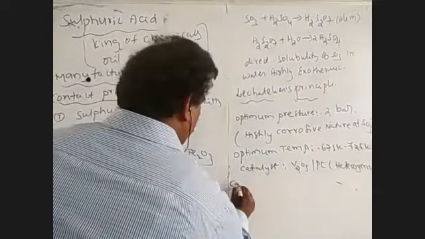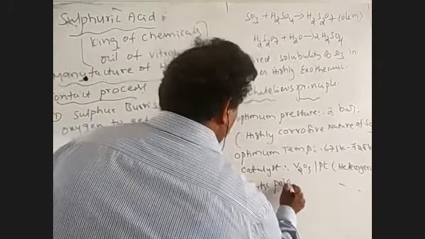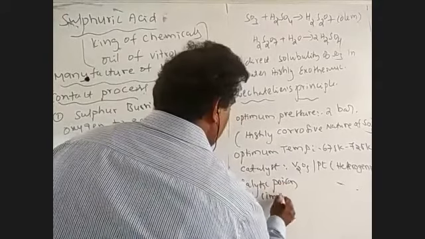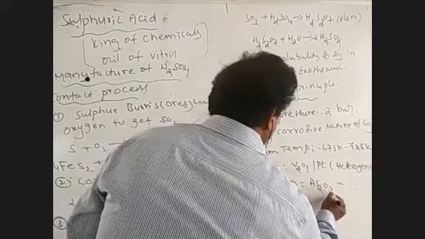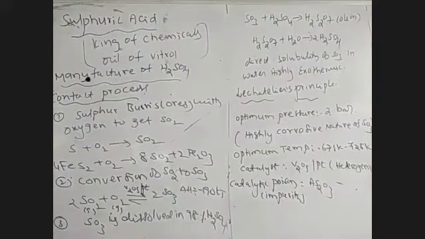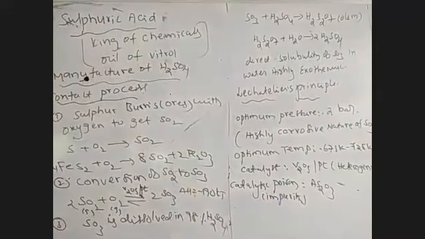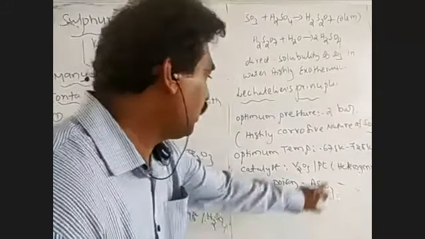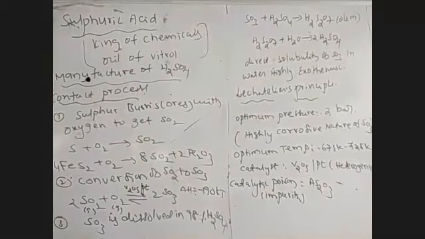The catalytic poison. A catalytic poison acts as an impurity. Which one is the catalytic poison here? Arsenic oxide acts as a catalytic poison. If SO2 and O2 are associated with a small quantity of arsenic oxide, this arsenic oxide destroys the activity of these catalysts. Therefore, arsenic oxide acts as a catalytic poison.